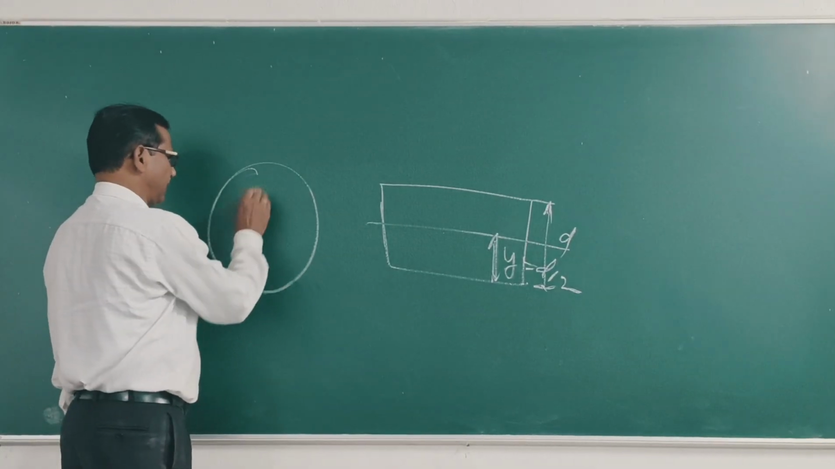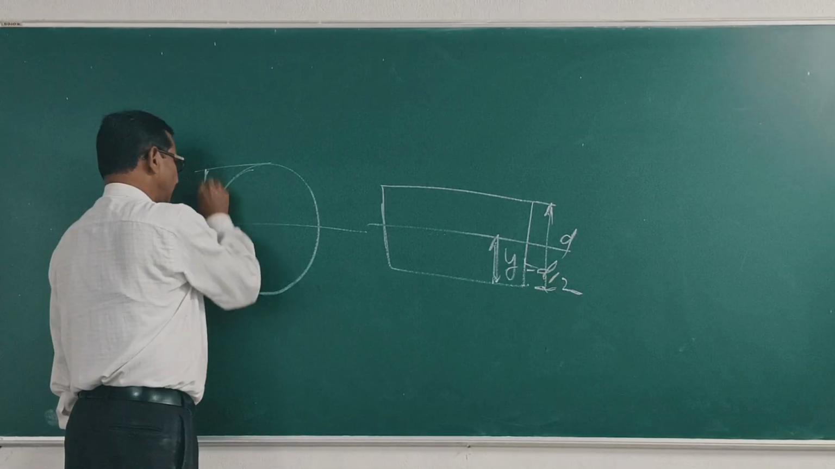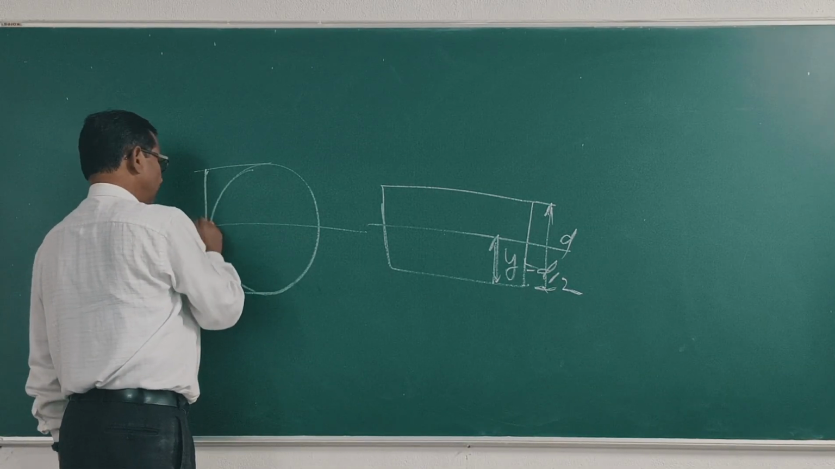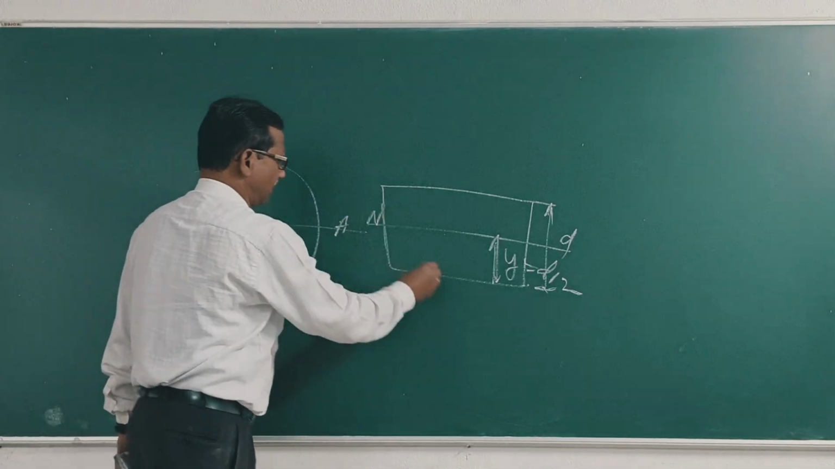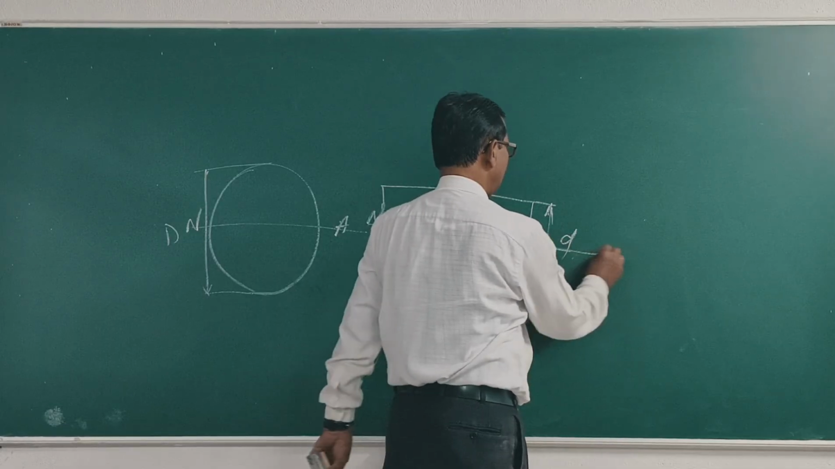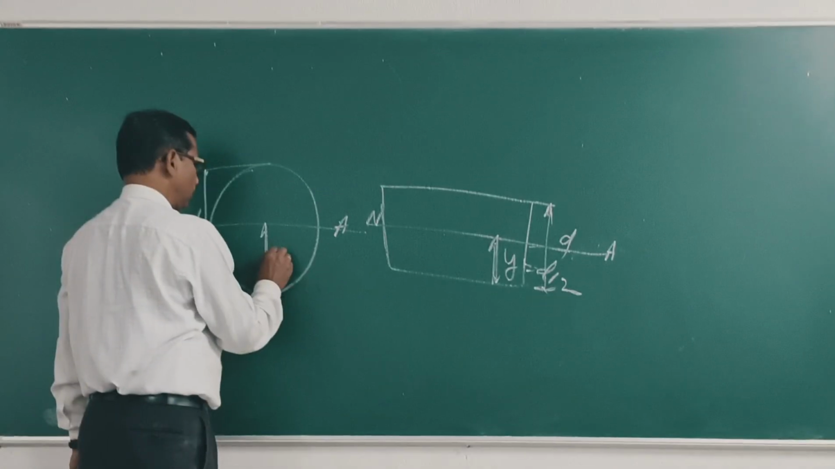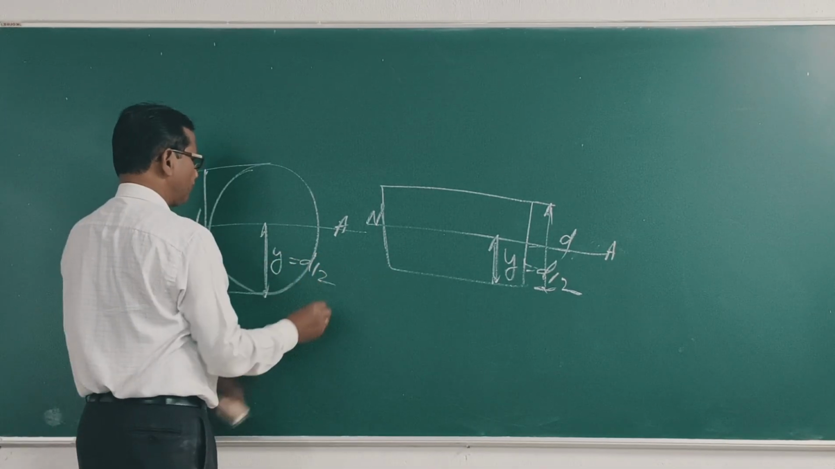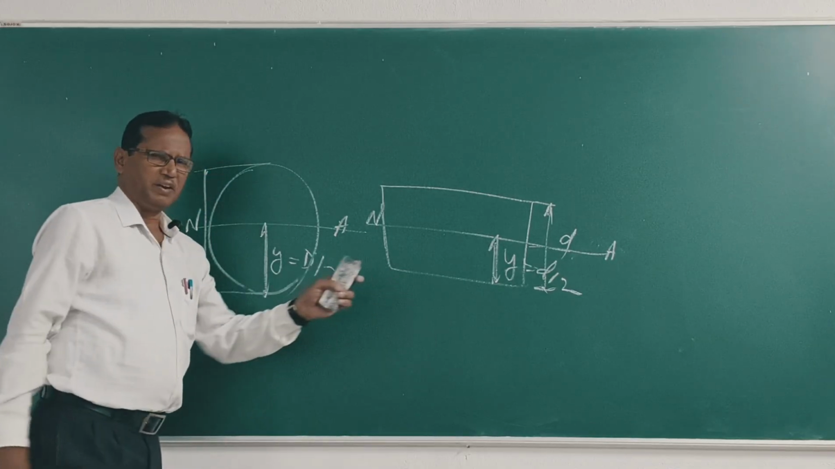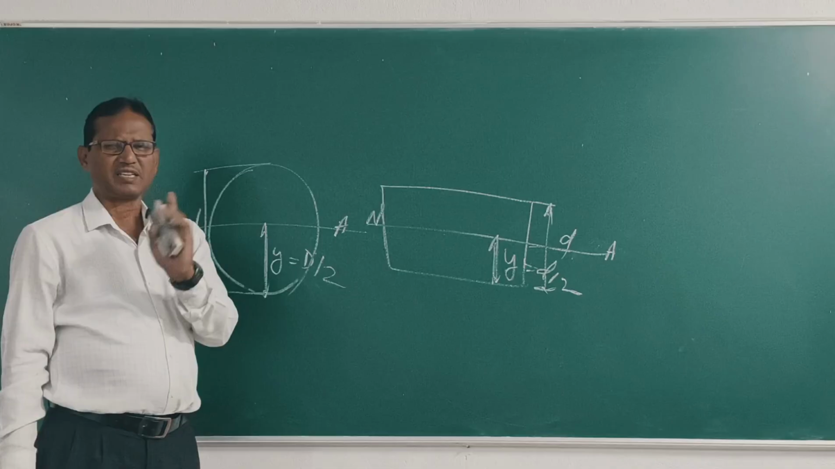This is also a circle. The circle is a symmetrical section. In this case also, this is D, this is the neutral axis, this is also the neutral axis. Y, what is y equal to? D by 2. Clear? So both are symmetric sections, but today I will do problems in unsymmetric sections.